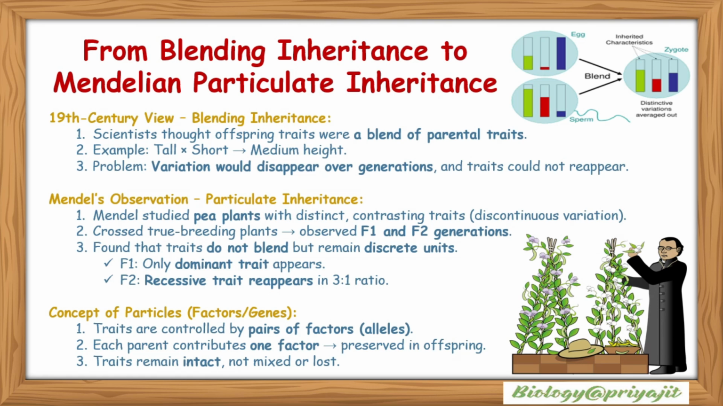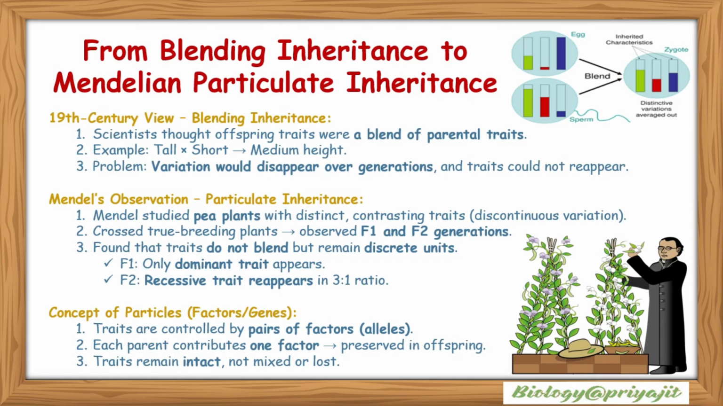Mendel's observations. Mendel studied pea plants with distinct and contrasting traits, the discontinuous variation. He crossed true breeding plants and observed F1 and F2 generations. He found that traits do not blend but remain discrete units.